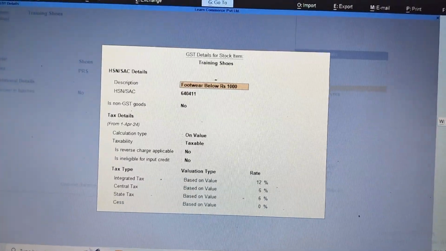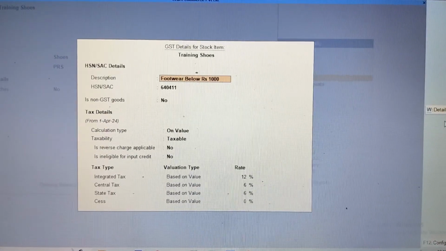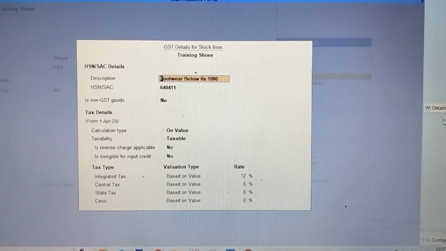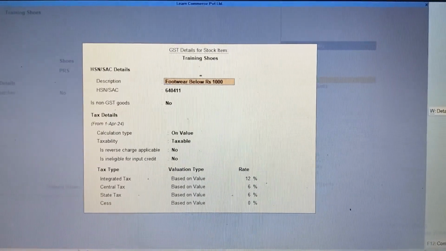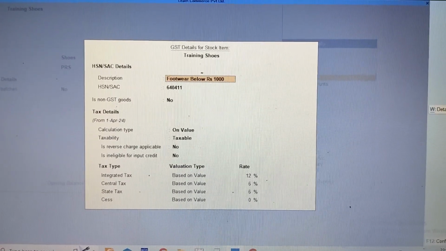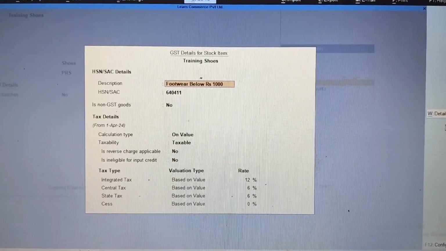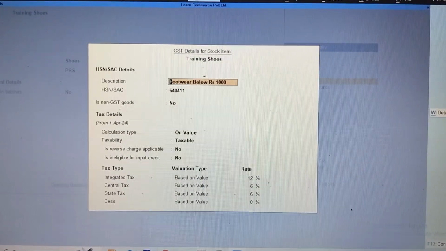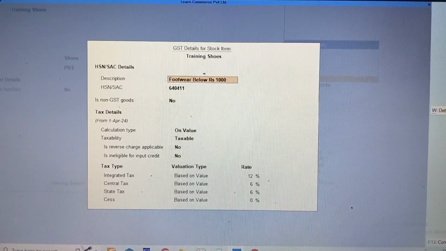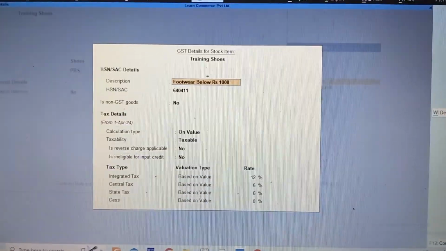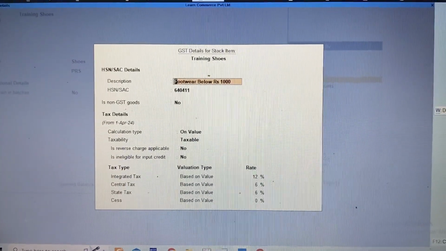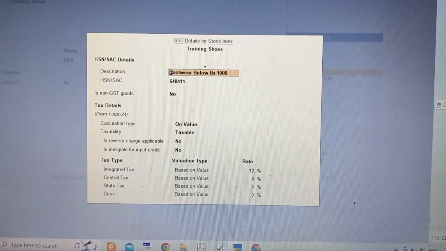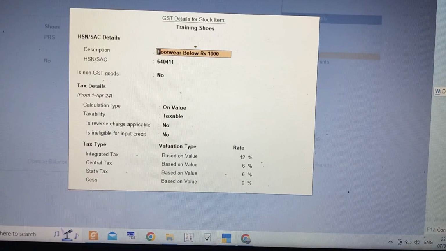Here I'll be setting. So I have given all the details. HSN you give. HSN is a harmonized system of nomenclature. This is a code by which a product is recognized all over the world, okay. Because we know by different names, but if a code is there, then same thing other people will also understand. So there is a code that is called HSN for goods, and service accounting code for services, okay. Calculation type will be on value, taxability is taxable, and rate you can see 12% I have given.